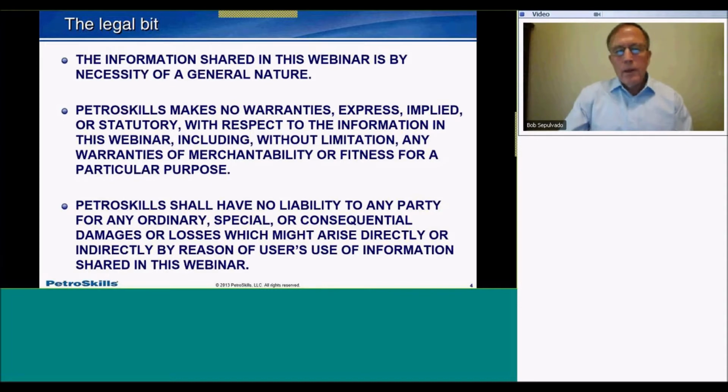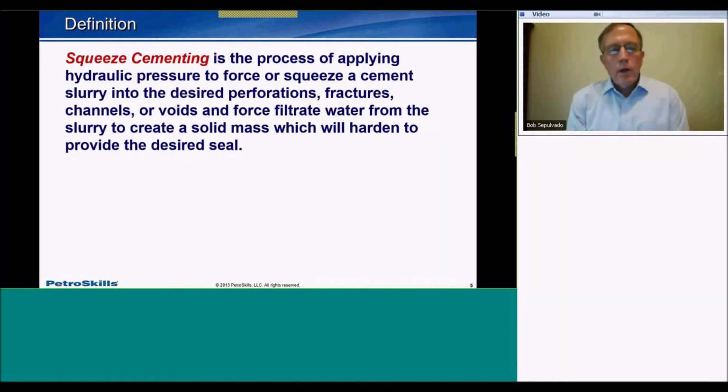So with that being said, we will go ahead and start the technical part of this presentation with a brief definition of squeeze cementing. I want to read through this slide and also the next slide, and then I'll talk about them together. By definition, squeeze cementing is the process of applying hydraulic pressure to force or squeeze a cement slurry into the desired perforations, fractures, channels, or voids, and force filtrate water from the slurry to create a solid mass which will harden to provide the desired seal.